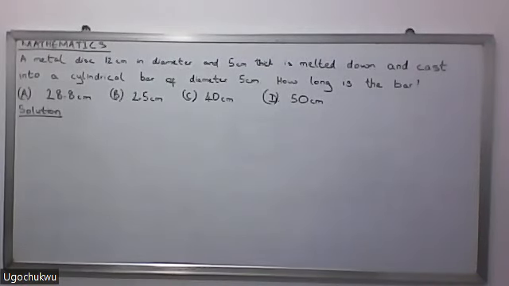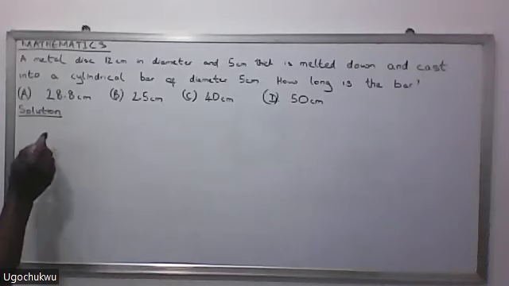Math problem. A metal disc, 12 cm in diameter and 5 cm thick, is melted down and cast into a cylindrical bar of diameter 5 cm. How long is the bar? So we melt a disc and we cast it down into a cylinder.